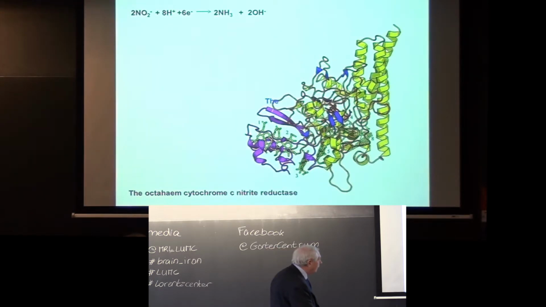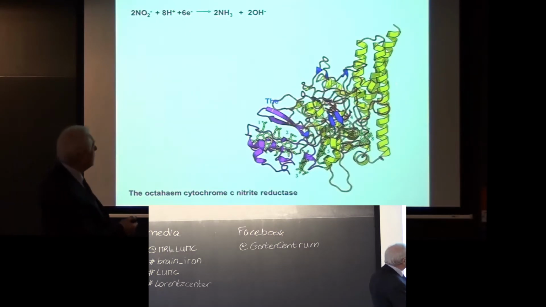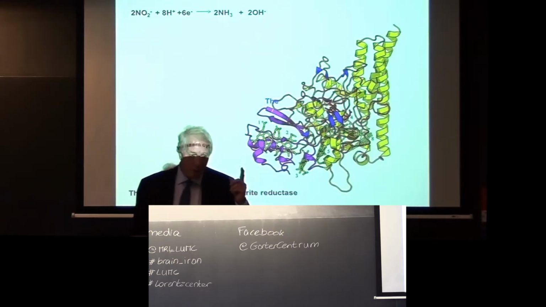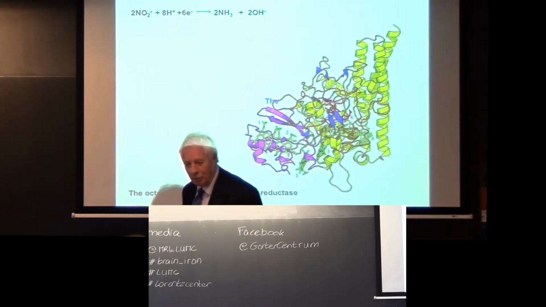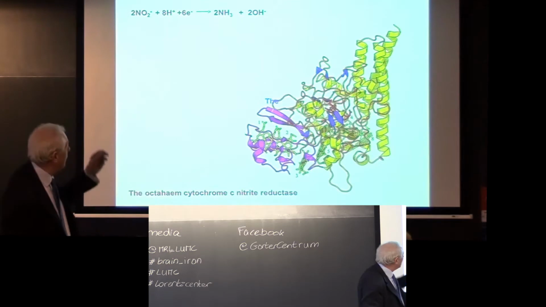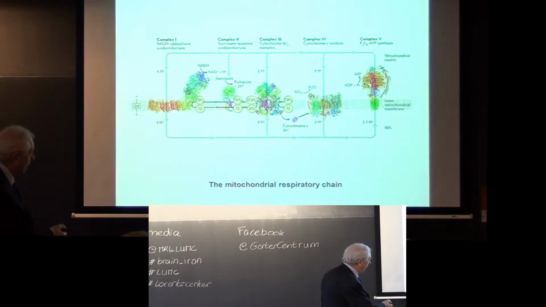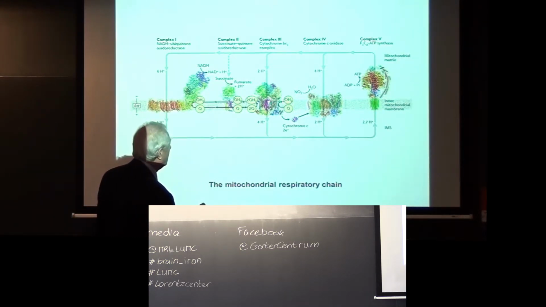Here's one example. This is an octaheme cytochrome C. It's a nitrite reductase. One of the 8 hemes only has 5 ligands. The others all act as electron collectors and throw the 6 electrons onto the catalytic site to convert nitrite to ammonia and hydroxide. This is the respiratory chain, and if you want to see just how many cytochromes are involved there, there's none in complex 1 and 2, but there's cytochrome BC1 in complex 3, a cytochrome C that shuttles between here, and then there's a cytochrome C oxidase, which is here inside this.